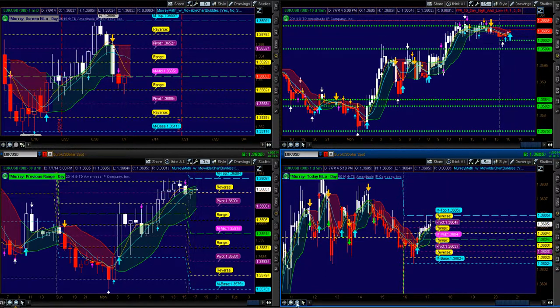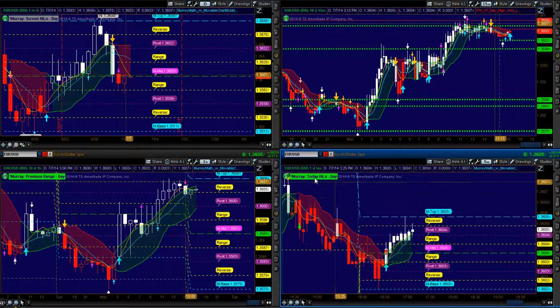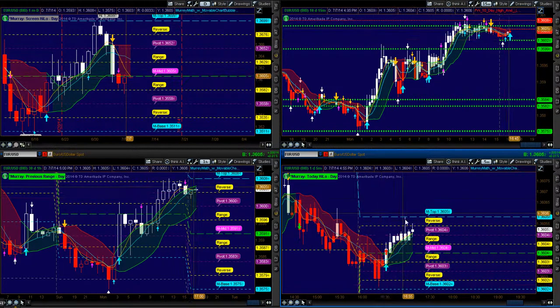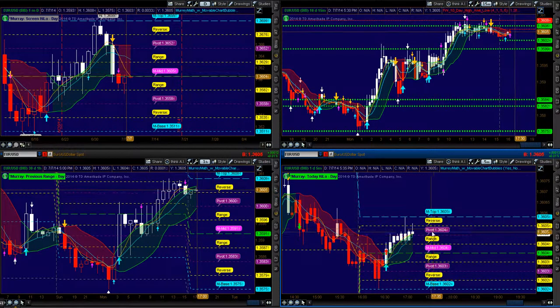Same thing here. This is a 5 minute, and these are Murray pivot calculations from swing low to swing high. It shows me the percentage levels and the ranges and the reversal pivots and the medium point, which is the 50%.